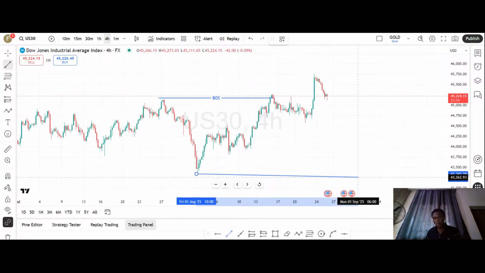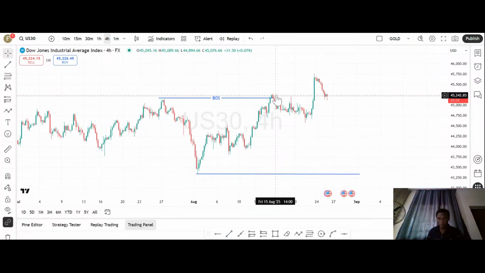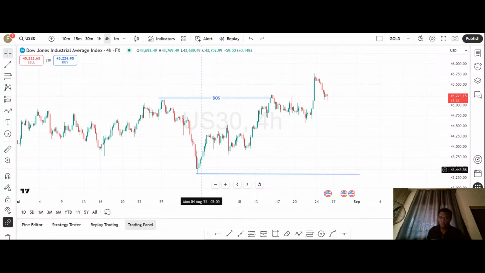Maybe if I send you something, you go and do it on that. So this break of structure now, the low that causes the break of structure is your change of character. It's not here, it's not here, it's not here. It's the low that causes the BOS.